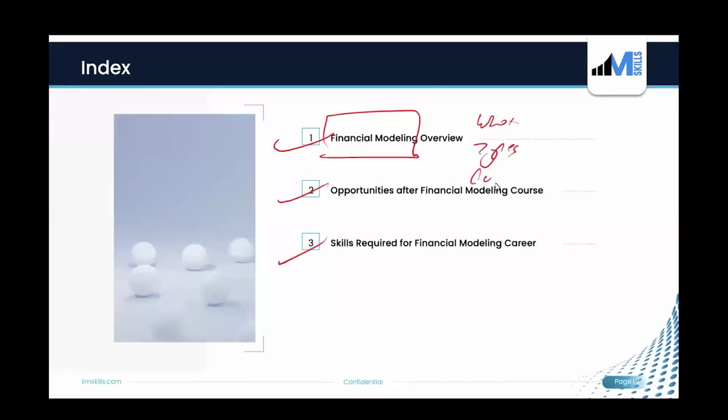...is the purpose of a financial model through a real life example. Then we will touch base on the opportunities that you can expect as a part of your financial modeling career or as a financial modeler. And the most important, what are the skills that are required to become a financial modeling expert? The soft skills, the technical skills, everything that is needed to know about it.